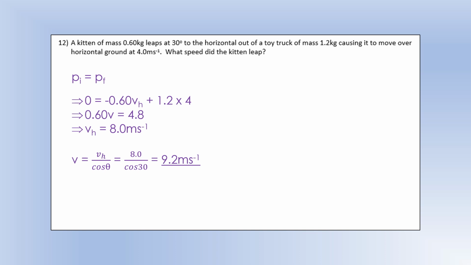So by doing that, we can solve what the horizontal component of the kitten's velocity must be, 8 meters per second, and then we can use the angle and cosine 30 to figure out what the actual speed was that they leapt out in order to have a horizontal component of 8 meters per second.